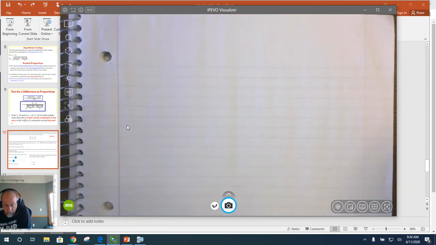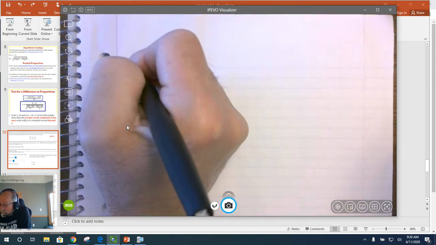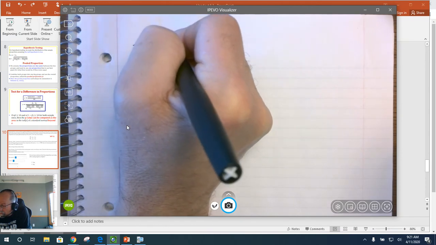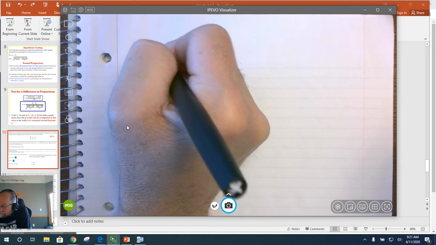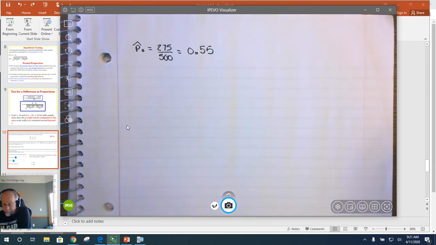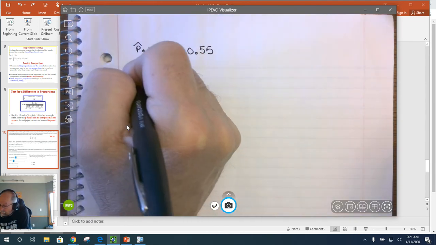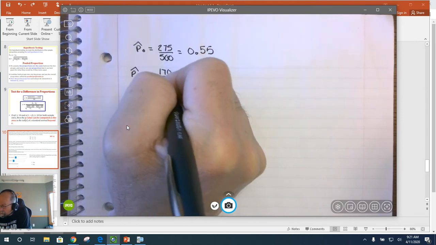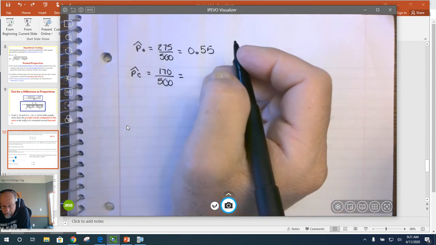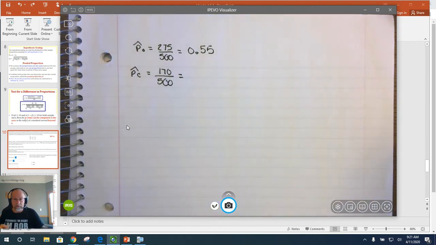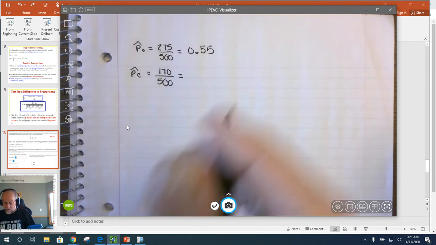So first of all, we know that P-hat of organic is equal to 275 out of 500, for approximately 0.55. We also knew that P-hat of conventional is 170 out of the same 500, which is approximately... let me check that. Hold on a second. 170 divided by 500, 0.34.